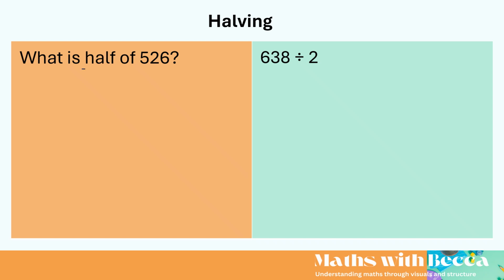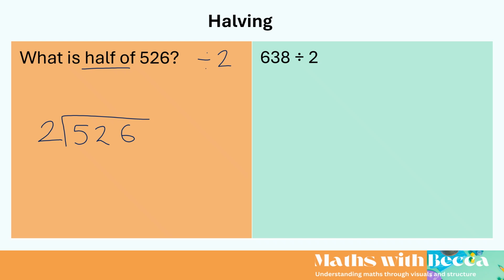As soon as I see half of, I know we're talking about dividing by 2. So I'm going to set up my bus stop. 526 divided by 2. You could use your groups of 2, write down your 2 times tables, or if you're confident with your 2 times tables, just go for it.